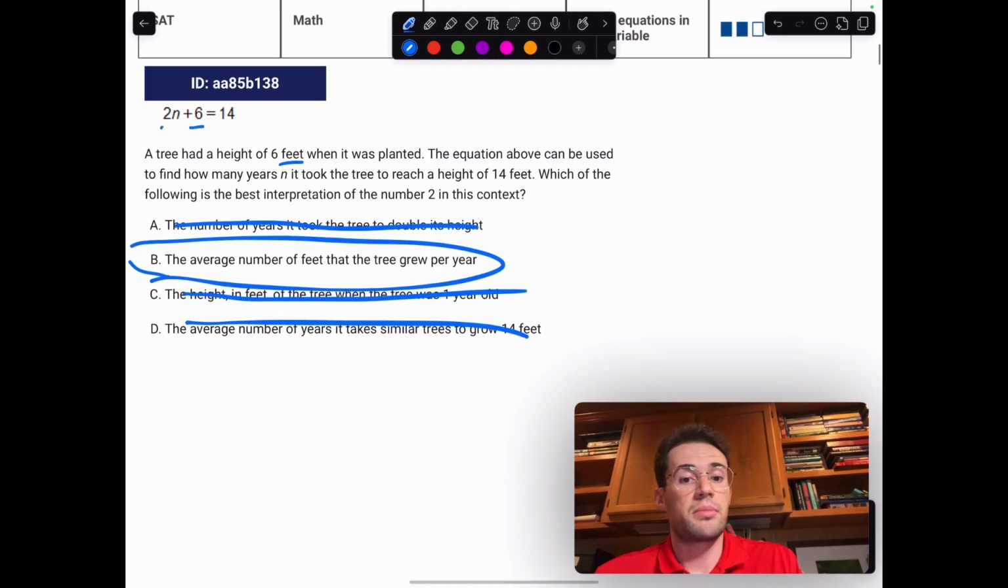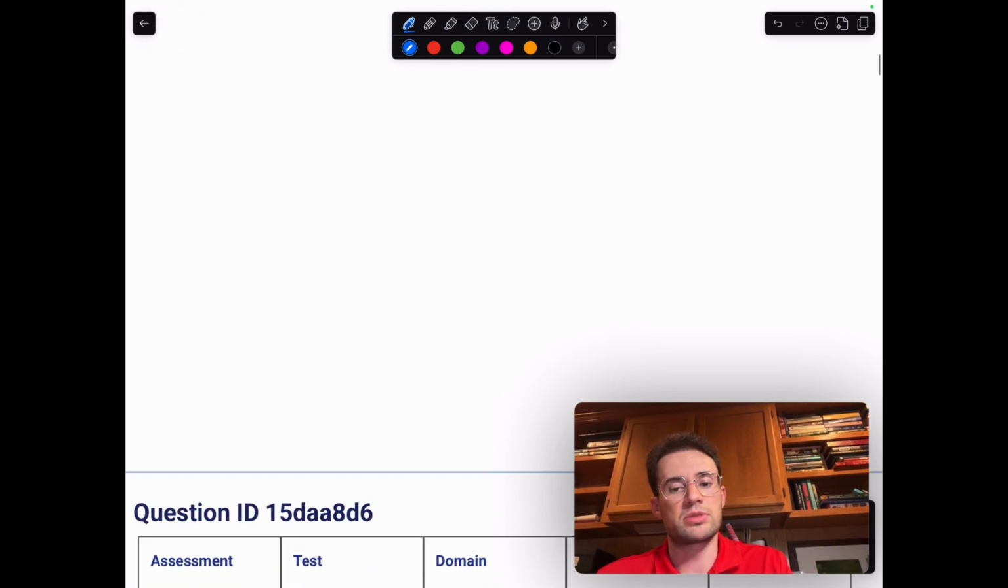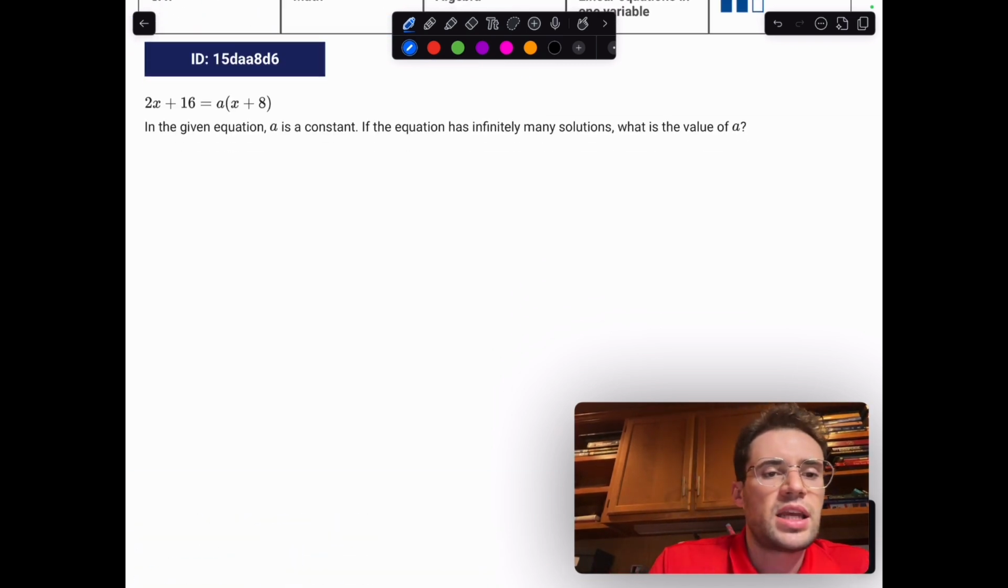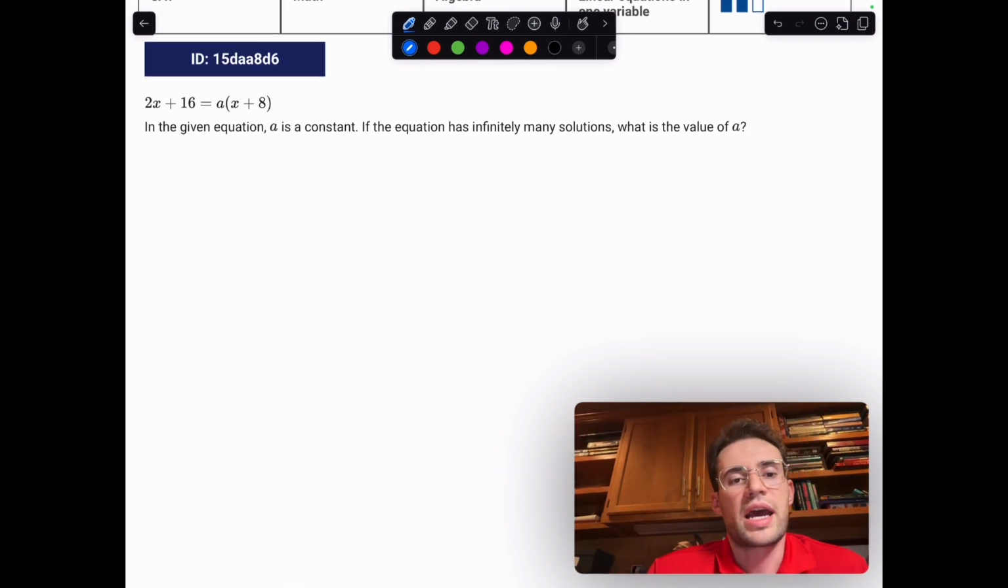You should be able to eliminate, even if you know what the right answer is, it's still good to eliminate the other options sometimes. In this case, we have 2x plus 16 equals a times the quantity x plus 8. In the given equation, a is a constant. If the equation has infinitely many solutions, what is the value of a?